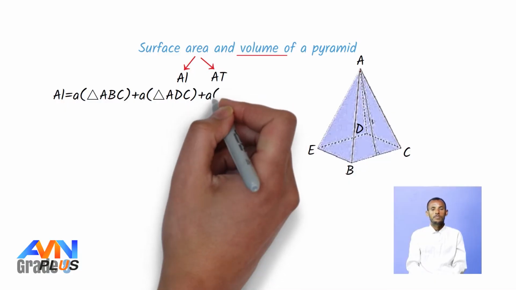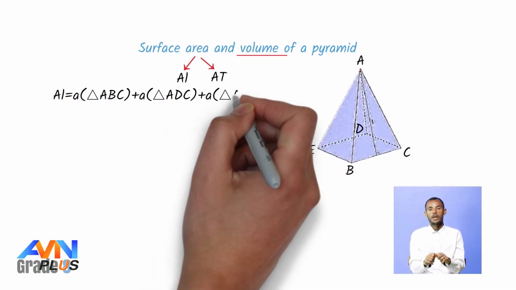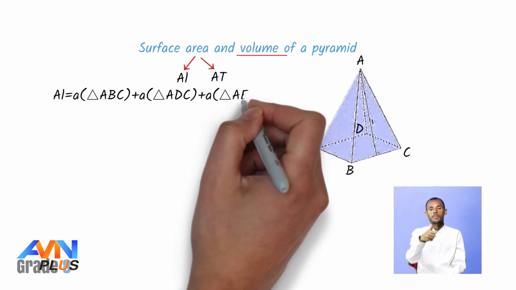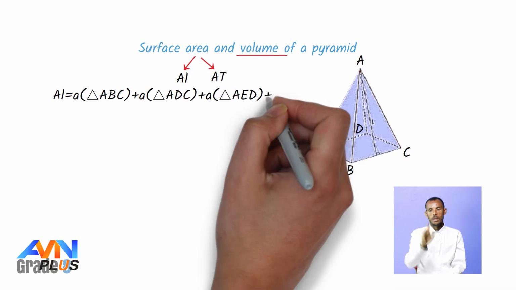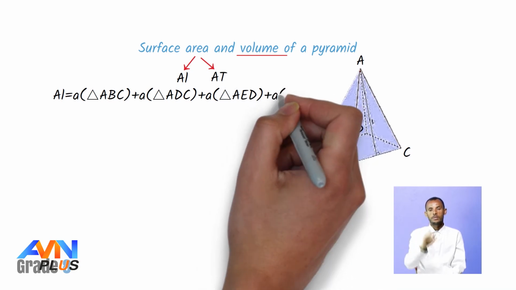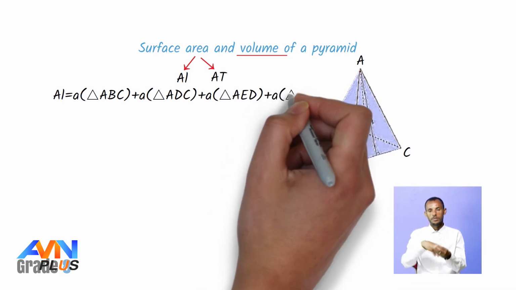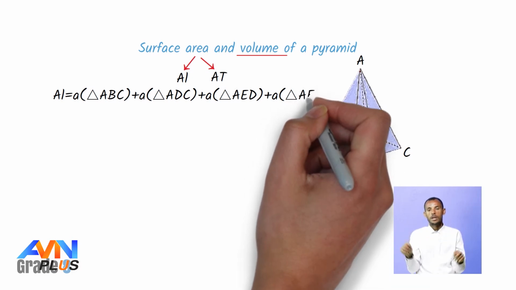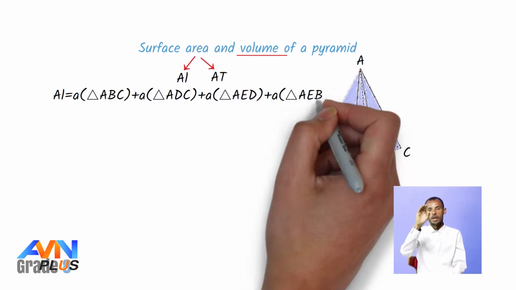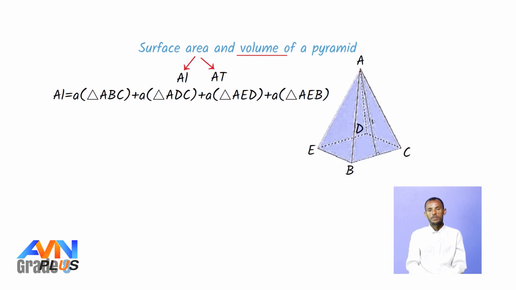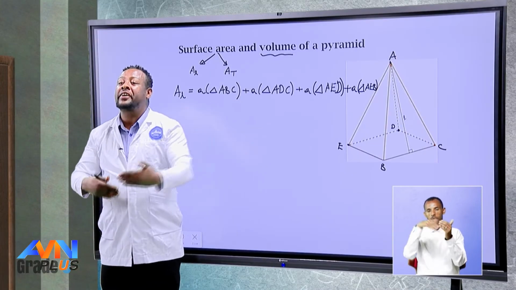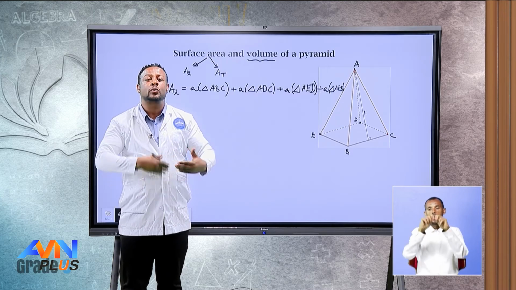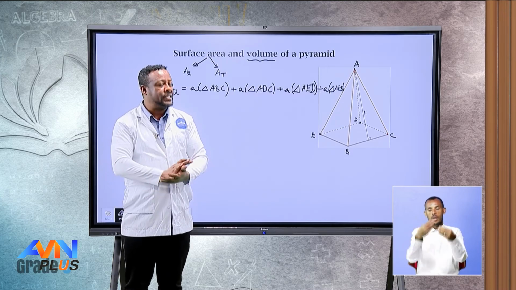So you add all these areas: the area of triangle ABC, triangle ADC, triangle AED, plus the area of triangle AEB. So the sum of all these triangular areas will give us the lateral surface area.